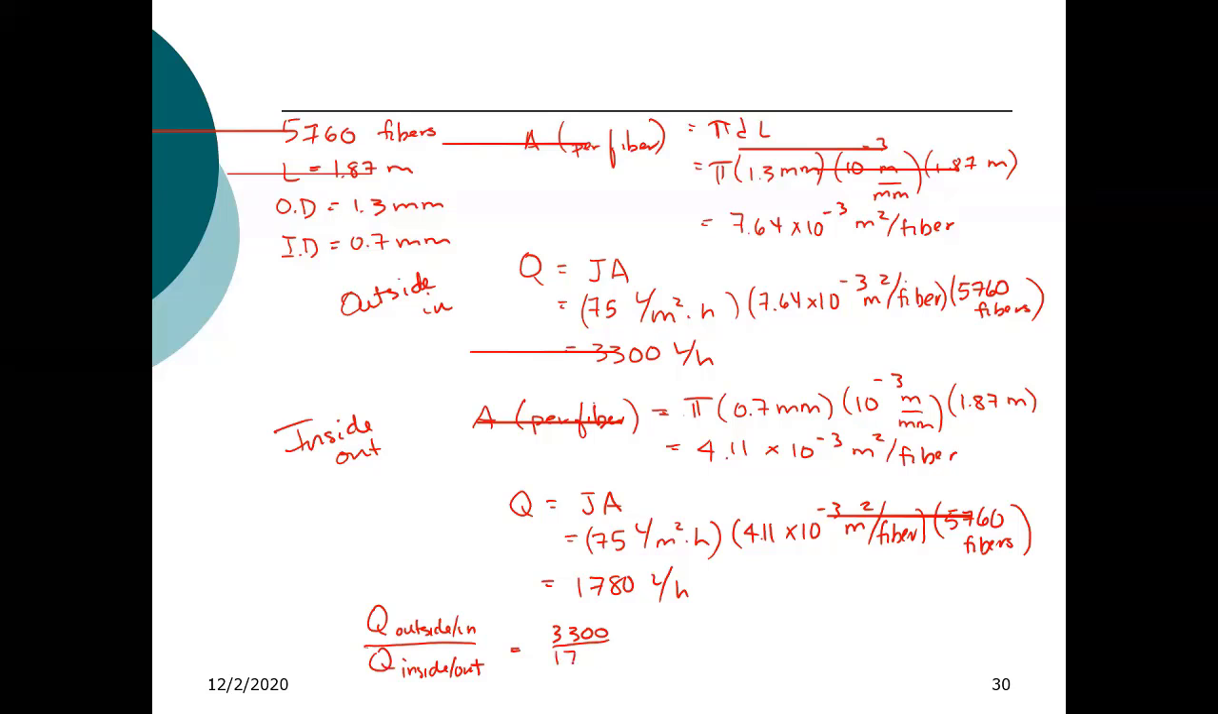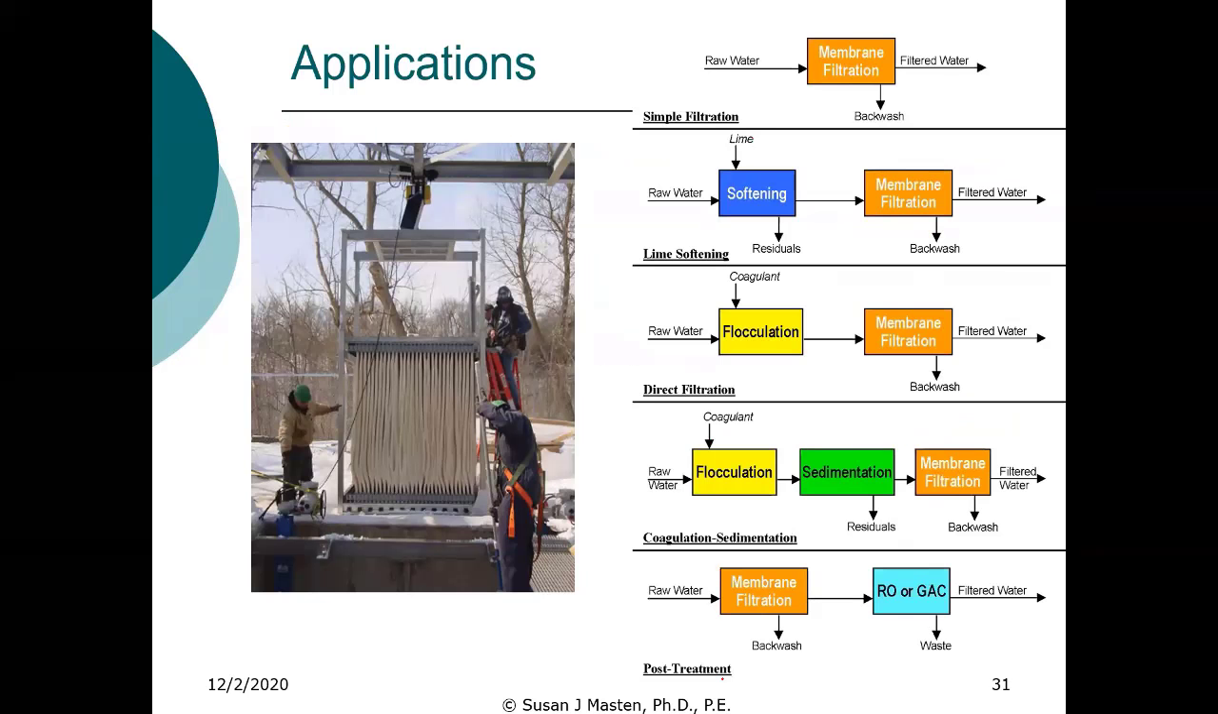So if we compare flow outside in to the flow inside out, that is equal to 3,300 divided by 1,800, multiplied by 100, and that is 186%. So the flow that we can achieve with this outside in membrane is almost twice what we can achieve with an inside out. So it's one of the reasons why it makes sense for these membrane bioreactors to use an inside out membrane.